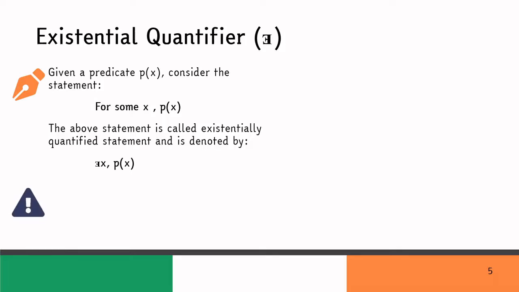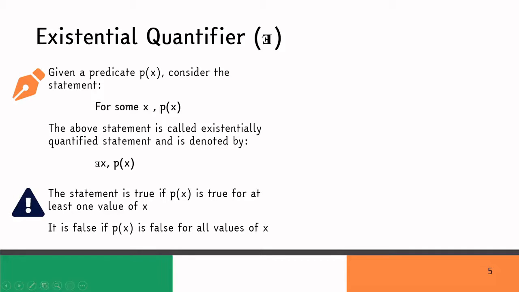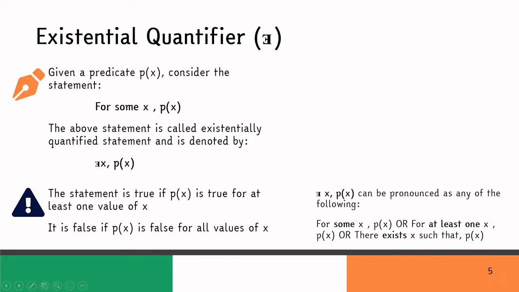Note that this expression is true if p of x is true for at least one value of x, and false only if p of x is false for all values of x. The expression is pronounced as "for some x, p of x," or "for at least one x, p of x," or "there exists x such that p of x."